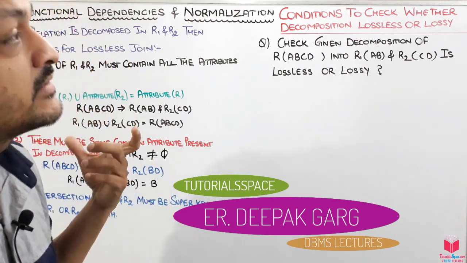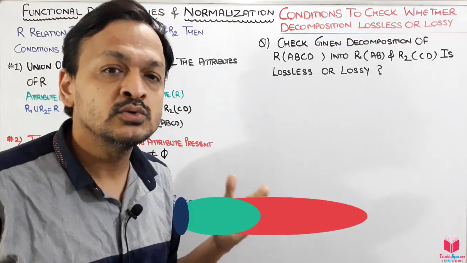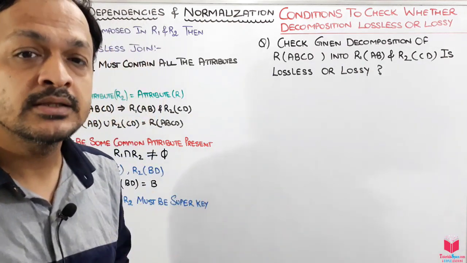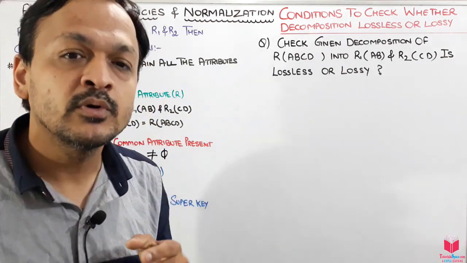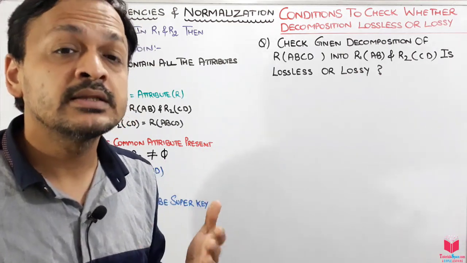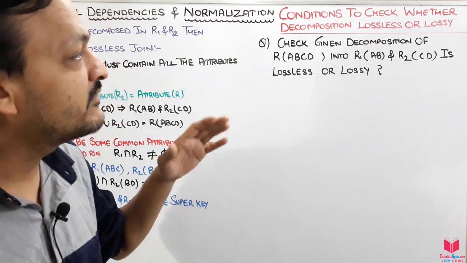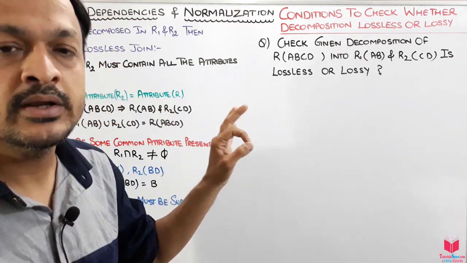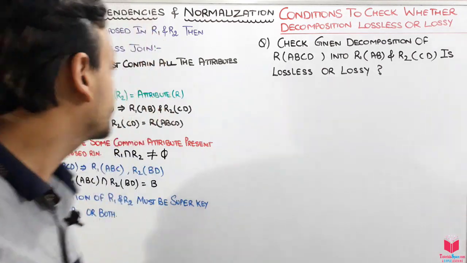So in that case, if we have to check whether it is a lossless join, then we have to take the natural join of all the decomposed relations. But it's quite a lengthy process. So we have three conditions here by which we can find whether it is a lossless join or a lossy join. Let's see what that is.